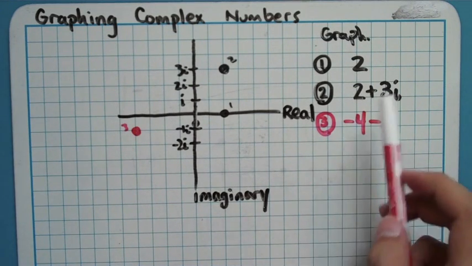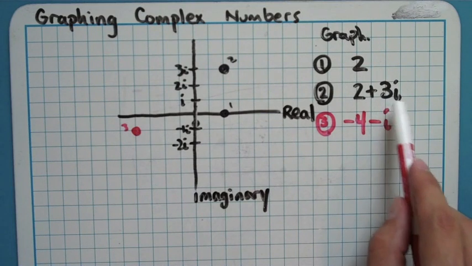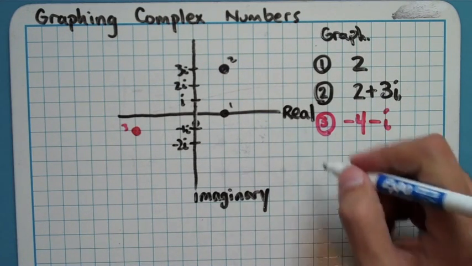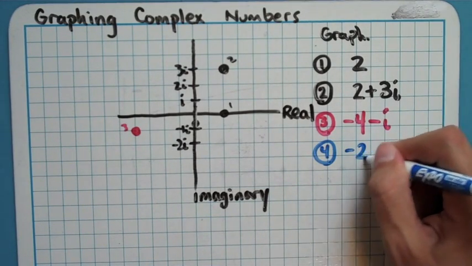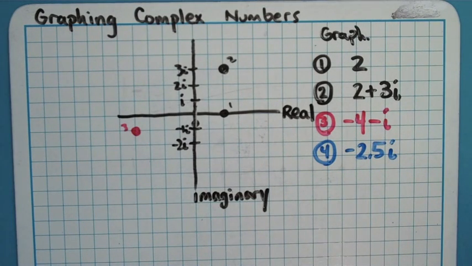Your x is your real number right here, and your y, which you think of as a y-coordinate, is really just the b, the number on your i. Let's do one more in this video. Let's say I had just negative 2.5i. I guess there's nothing to say that we can't just have a decimal number here for i, our coefficient. We can have stuff like this too.